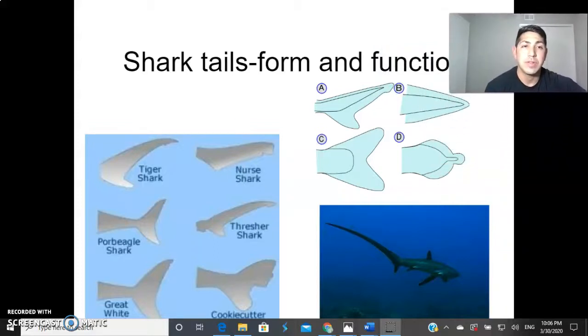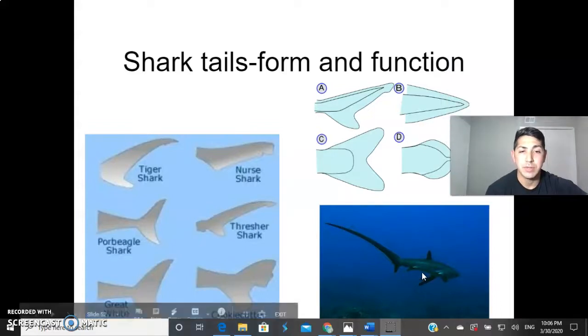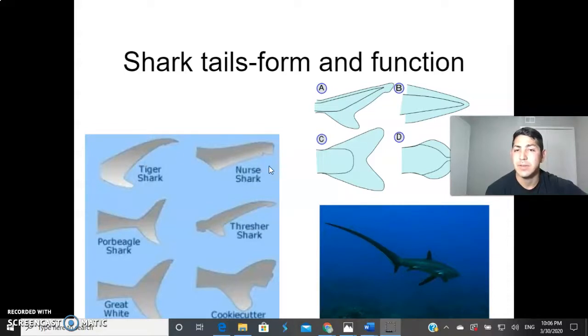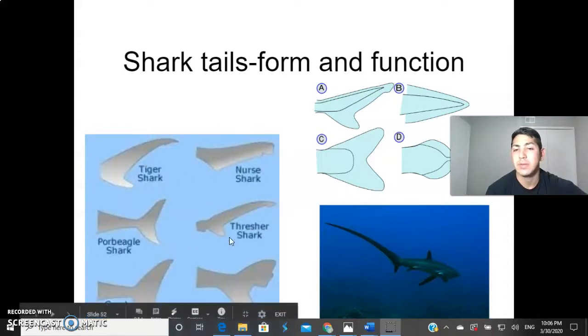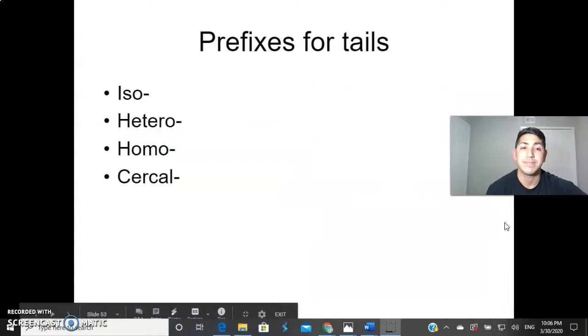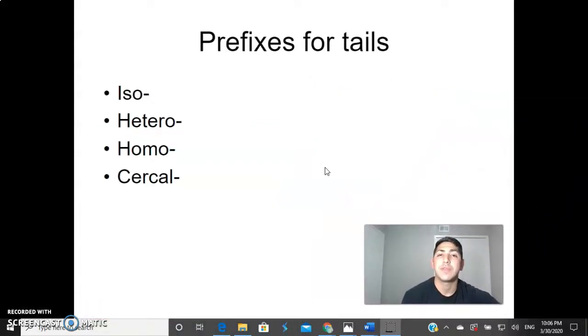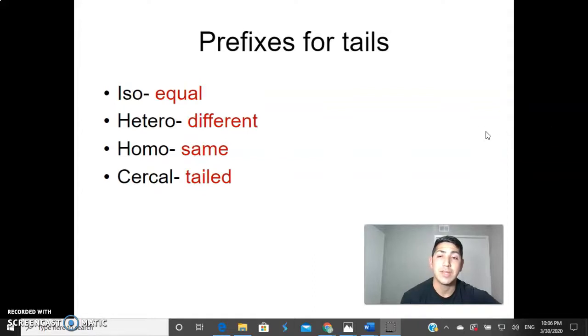So here in this picture you can see one of my favorite sharks, the thresher shark down here in the bottom, and you can see all the different shark names next to their different types of tail. You have the nurse shark, tiger shark, porbeagle, thresher, which is this one right here, the cookie cutter, and great white. But first let's go over some prefixes for tails. You have iso, hetero, homo, and circle. Iso meaning equal, hetero meaning different, homo meaning same, and circle meaning tailed.